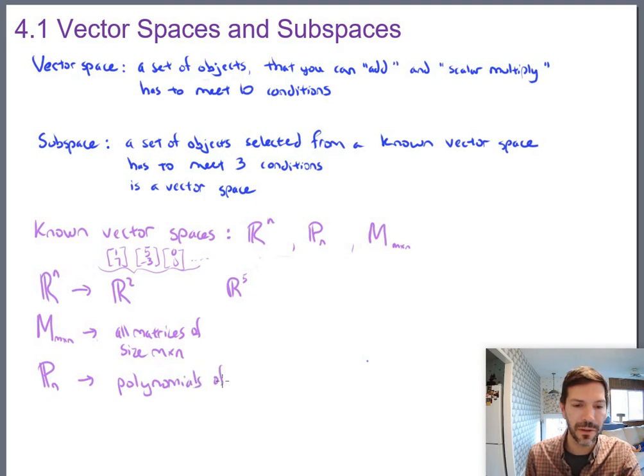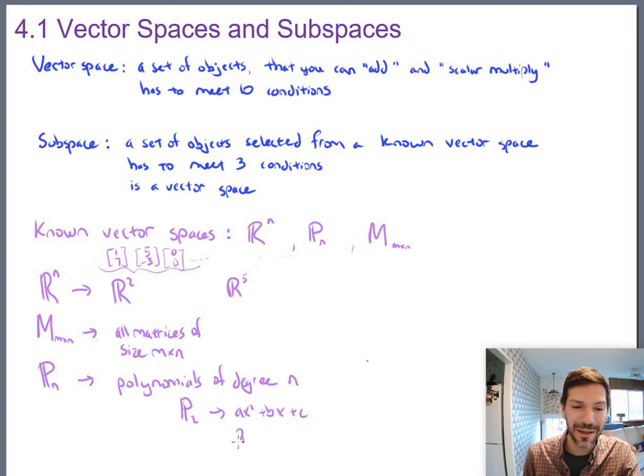So polynomials of degree n. All second degree polynomials make a vector space, for example. P sub 2 would be anything of the form ax squared plus bx plus c, where a is not 0, because otherwise that's not a second degree polynomial anymore.